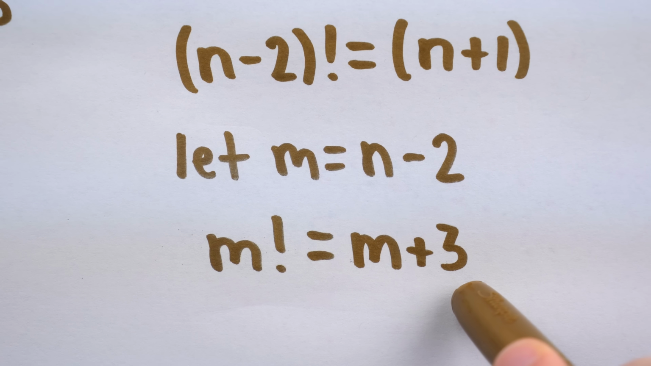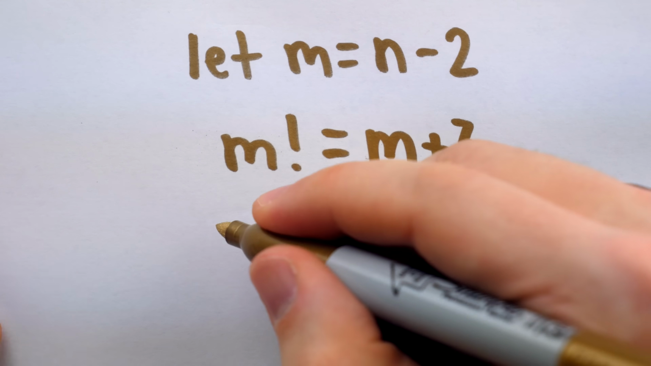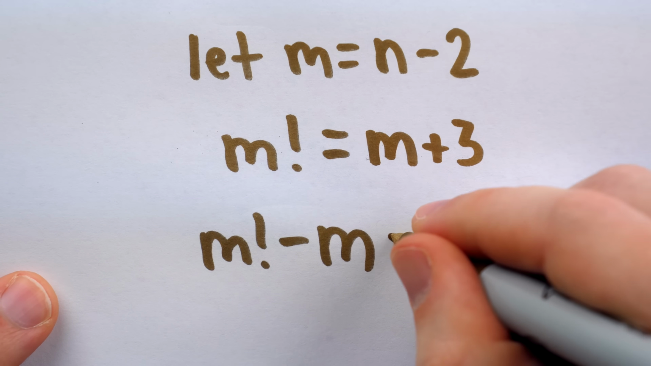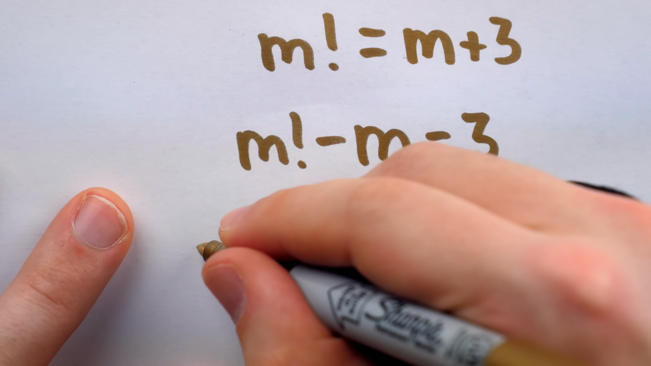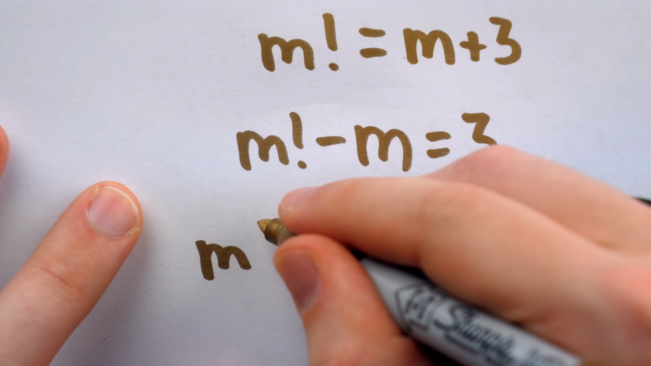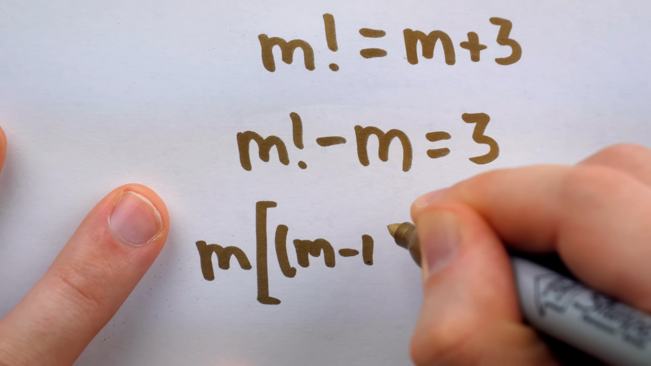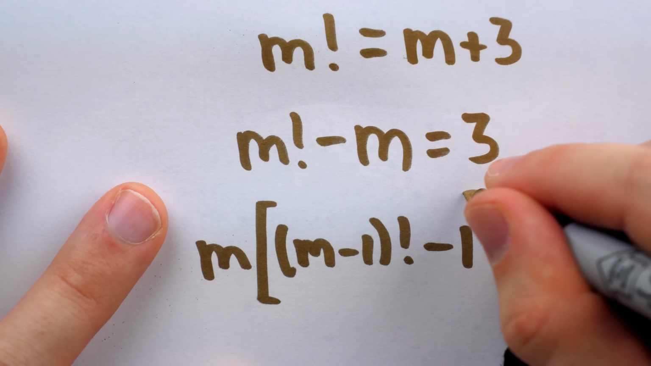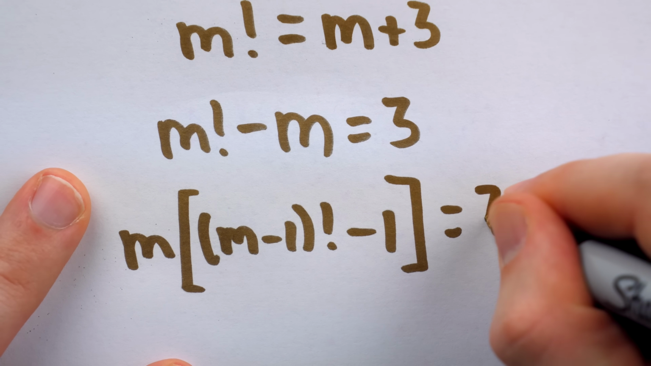Now we can basically just turn this into some really easy number theory. Just subtract m from both sides, so we have m factorial minus m equals 3, and then we can factor an m out of this difference. If we take m out of m factorial, what remains is (m minus 1) factorial. And of course, if we take m out of m, what remains is minus 1. So m times this has to equal 3.